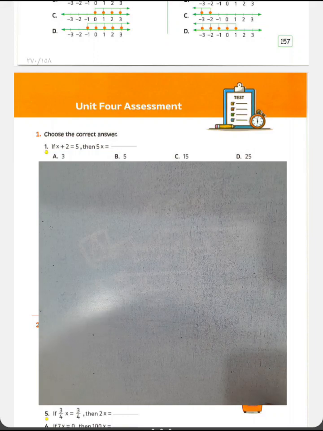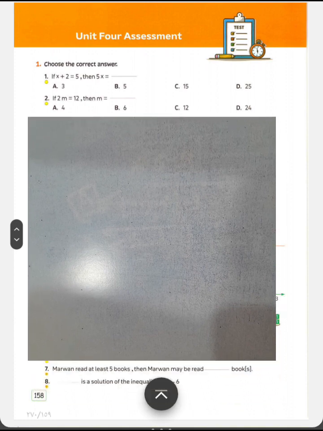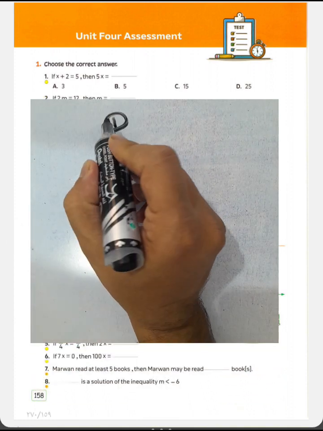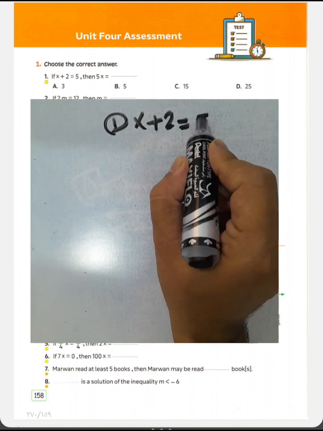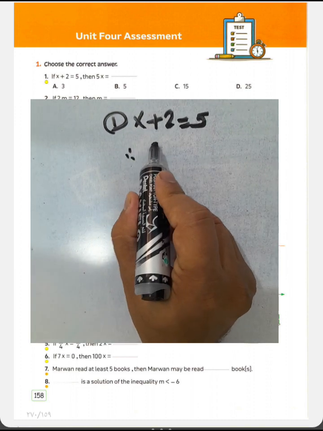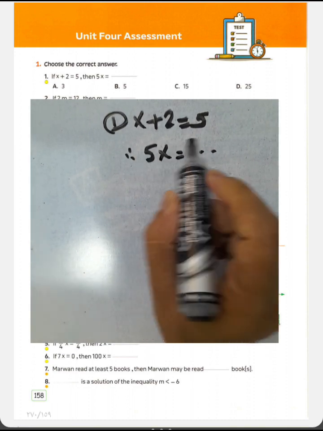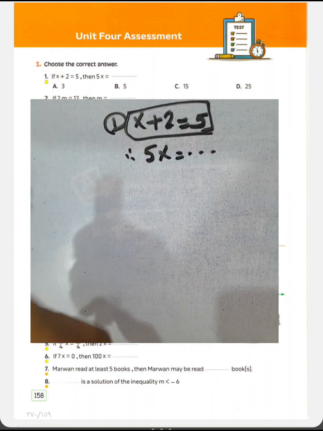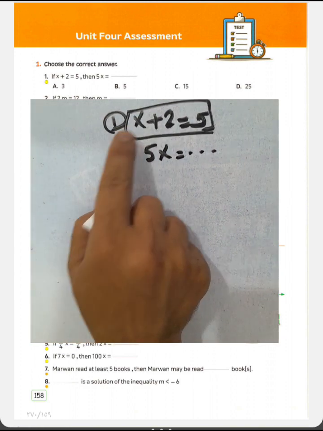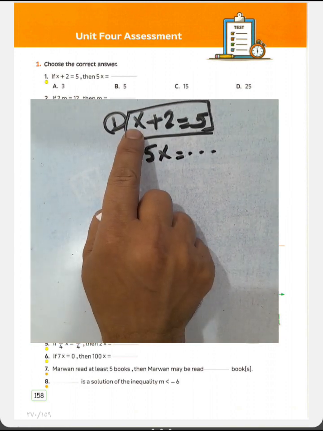Assessment, page 158. Look with me at question number 1. If x plus 2 equals 5, then 5x will be what? We can find the value of the unknown number, the variable x here.